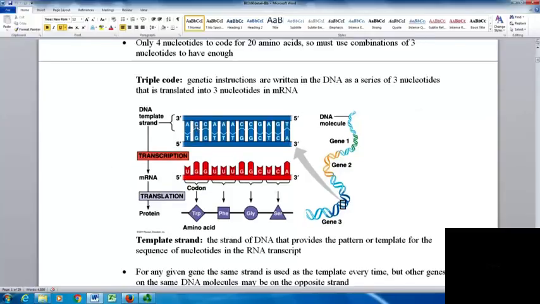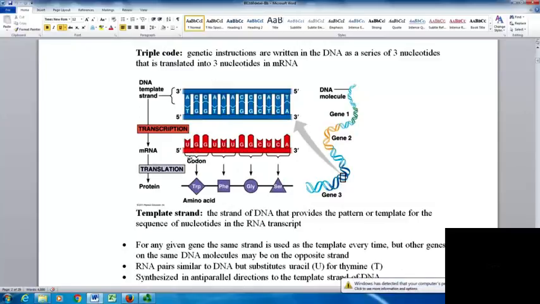So here's your DNA template. You're going to use transcription to make your mRNA, and during translation, you're going to have the ribosomes read these three base pairs at a time that form a codon. So here, this UGG is going to code for an amino acid. This UUU will code for the next amino acid, GGC for the next, UCA for the next one, and so on. This is your DNA template strand that's going to provide the pattern or the template for the sequence of nucleotides in the RNA transcript.